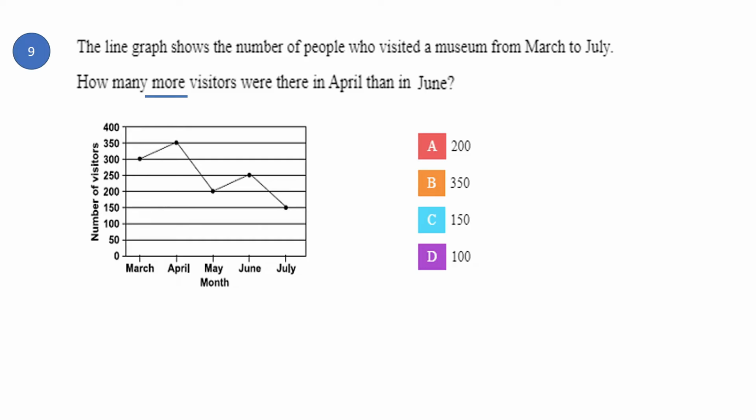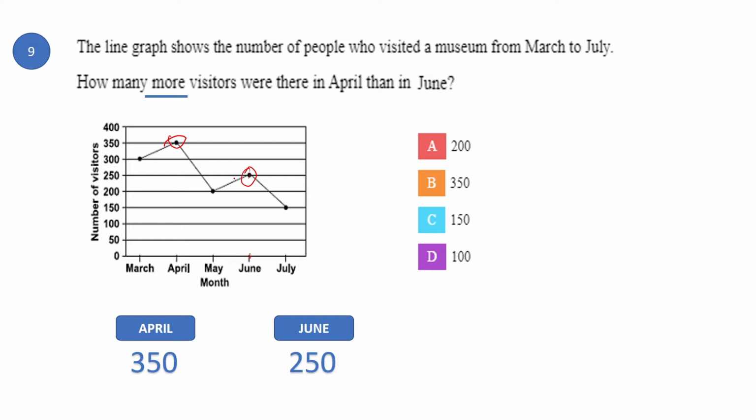Well, if you look at April, there are 350 people, and if you look at June, which is this month, there are 250 people. This is how we plot the numbers. And how many more visitors were there? So for that, we need to subtract the number of people in June from April, and your answer would be 100. So your answer is option D.